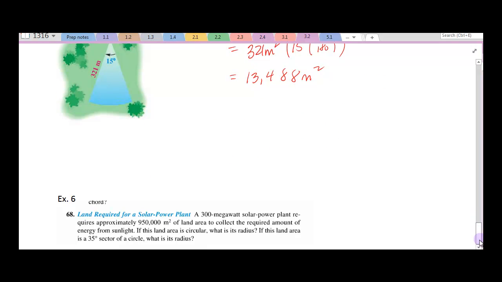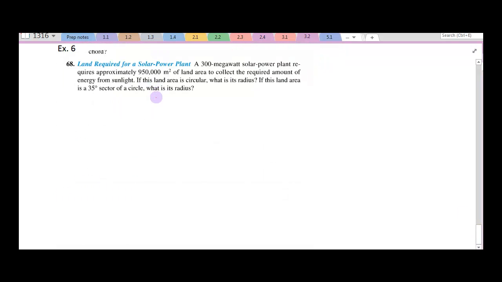So let's look at one more example. In this particular example, we're talking about land that is required for a solar power plant. So again, maybe you've seen one of these, maybe not. If you're driving down the road and you look out into the field, you would see a big field filled with solar panels. And this question is referencing that idea. It says that a 300 megawatt solar power plant would require approximately 950,000 square meters of land to collect the amount of sunlight needed for that power plant. If the land is circular, we need to figure out what the radius is.